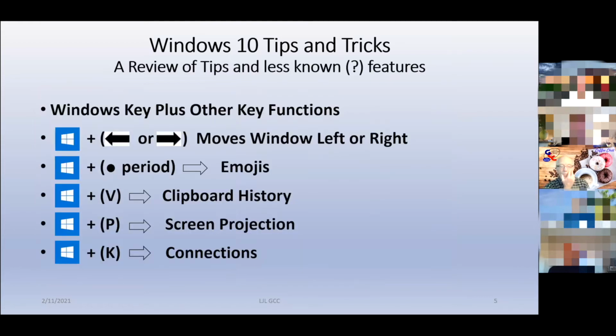And then the Windows key works with other keys. If you press the Windows key on your keyboard, and then you use one of the right or left arrows, you can automatically move the window you're in to the left or the right.